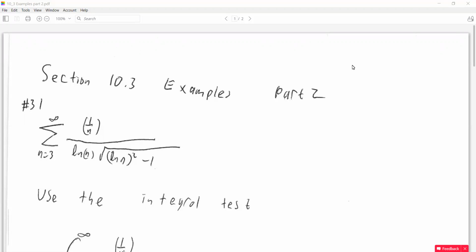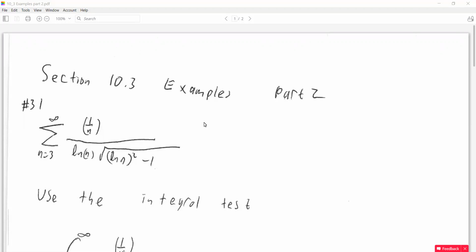Don't let the fact that this starts at 3 fool you. That's just because if n was less than 3, then the natural log would be less than 1, and then the square root wouldn't make sense. So they're just trying to make sure it stays defined. But those first few terms really don't matter in terms of convergence or divergence.